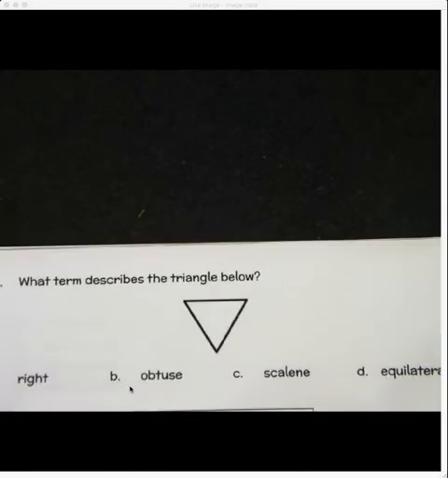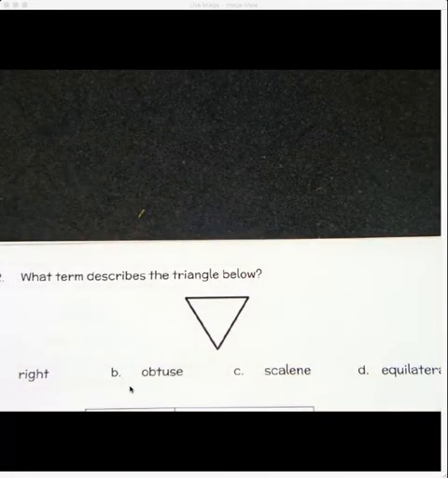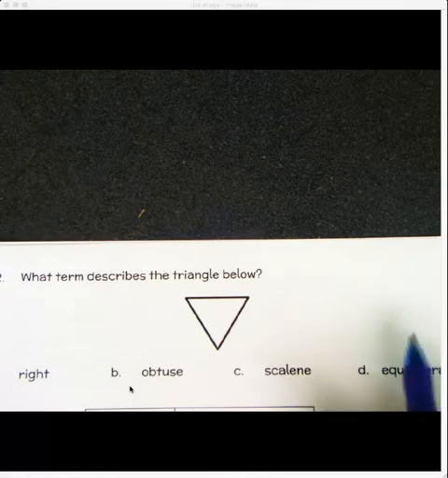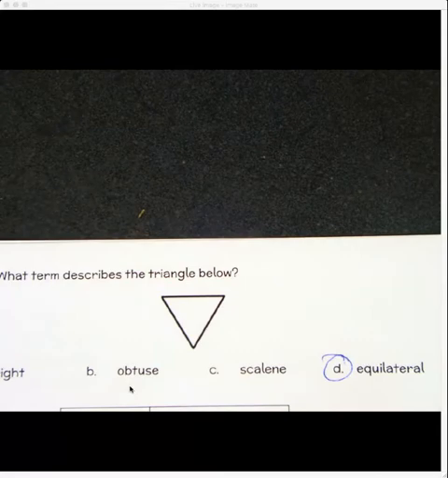Number 12. What would we call this kind of triangle? Is it a right triangle? No, it doesn't have any right angles. Is it an obtuse triangle? No, it doesn't have any obtuse angles. Is it scalene, means none of the sides are equal? Nope, they all look equal to me, so that would be D, an equilateral triangle, because all the sides are equal and all the angles are equal.